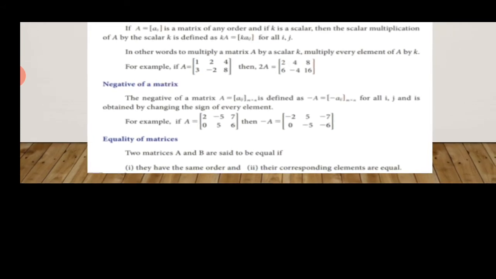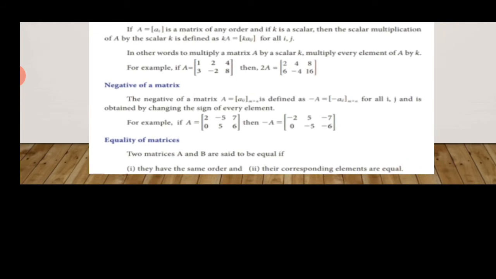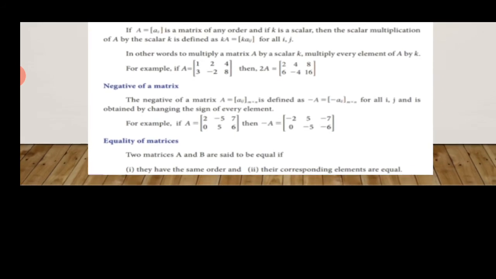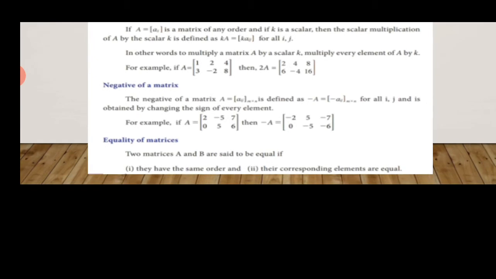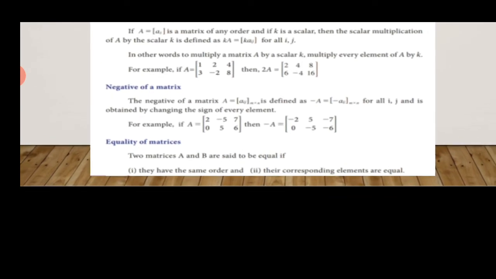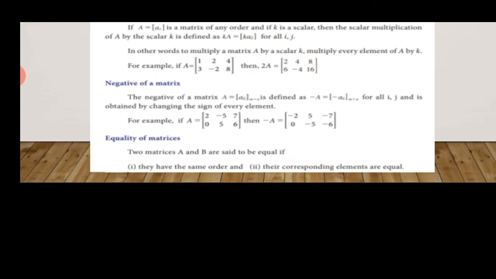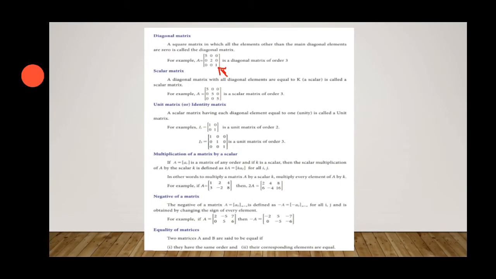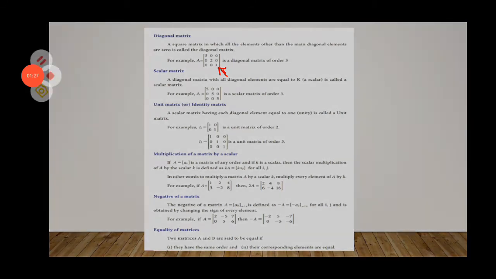And the next one is equality of matrices. The word itself defines it: two matrices A and B are said to be equal if they have the same order. Same order means the number of rows and number of columns must be equal. Then the corresponding elements are also equal. All the entries must be the same and the order must be equal.